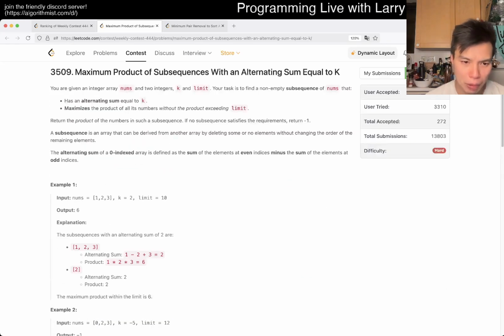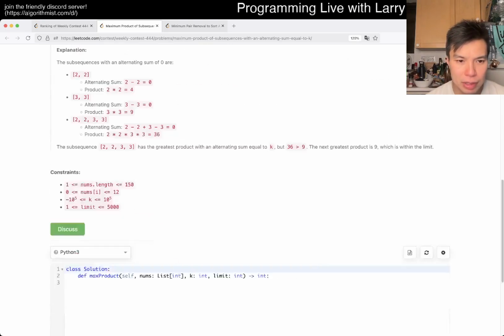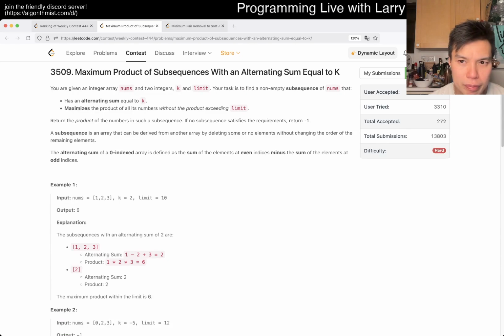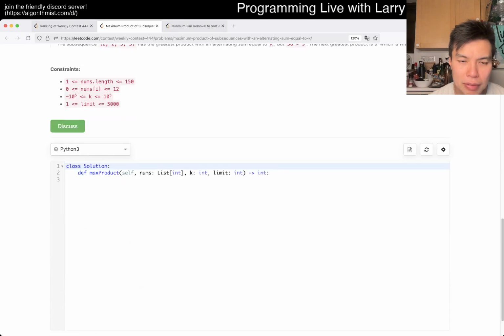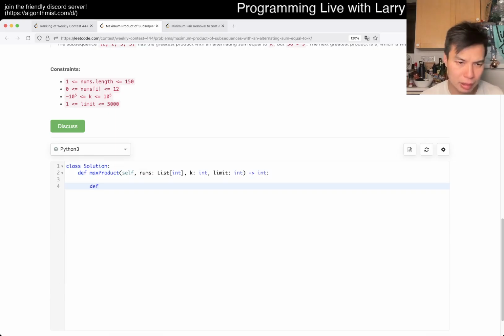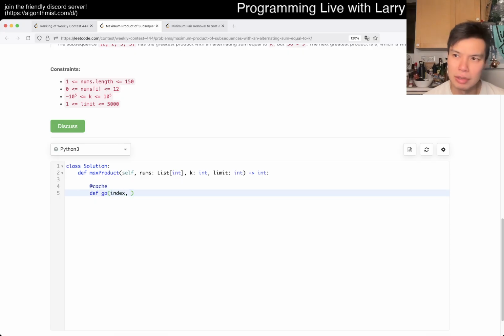Alternating sum. So there's a lot of moving parts about this one. How do I even figure this out? Well, there are only 150 numbers, so we should be able to do it. Product. The product limit is 5,000, so maybe just standard DP, maybe? I don't know. So you have the index, you have the sign maybe, and then you have the current product, and then you have the current sum, right?